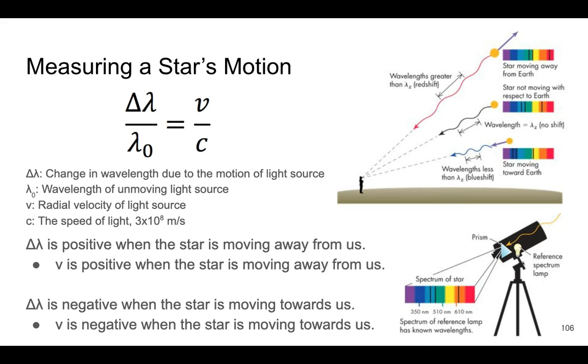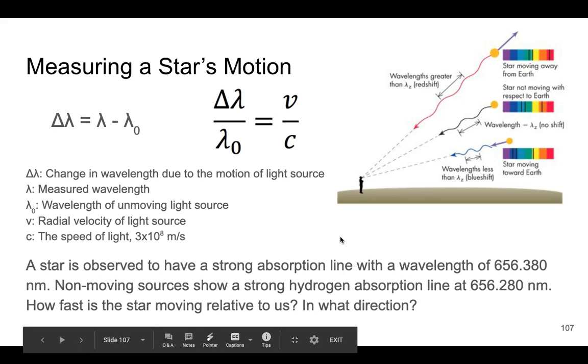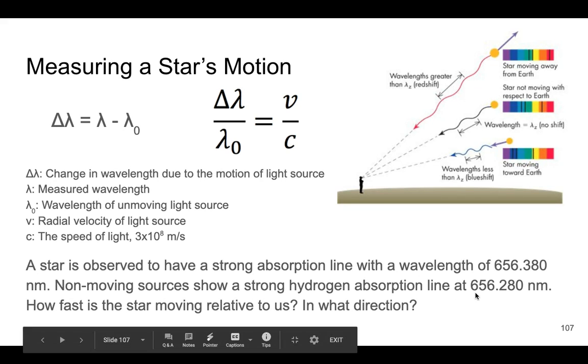So here's the Doppler shift thing again. I went through a whole math problem of figuring this out. I'll go through it quickly here. You're looking at a star with your spectrometer. You notice that it has an absorption line of 656.380 nanometers. So you know that a non-moving source of hydrogen has an absorption line, or possibly an emission line, at 656.280. So how far is the star moving relative to us, and in what direction?